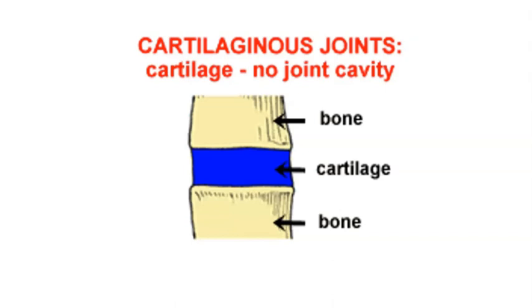Continuing with the structural classifications of joints, we'll now examine the cartilaginous joints. As their name indicates, this is a type of joint in which the adjacent bones are united by either hyaline cartilage or fibrocartilage. Notice that the cartilaginous joints lack a joint cavity in much the same way that the fibrous joints also lack a joint cavity.